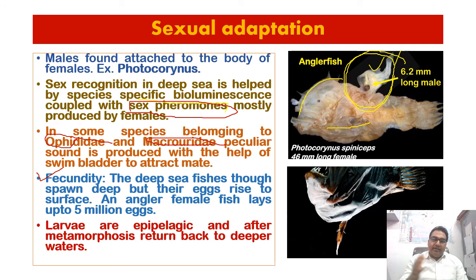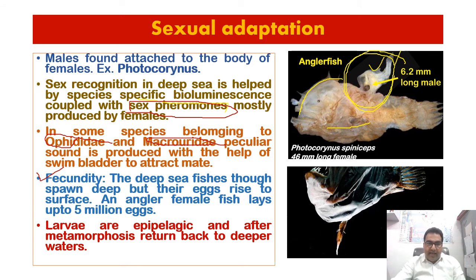They are buoyant. They rise high and reach the epipelagic zone, because it is the epipelagic zone where there is abundant food in the form of phytoplankton and zooplankton. So the larvae are raised in the pelagic zone where there is abundant food, and when they metamorphose they return back to the deeper water. So their migration is vertical in the case of the deep sea fishes.